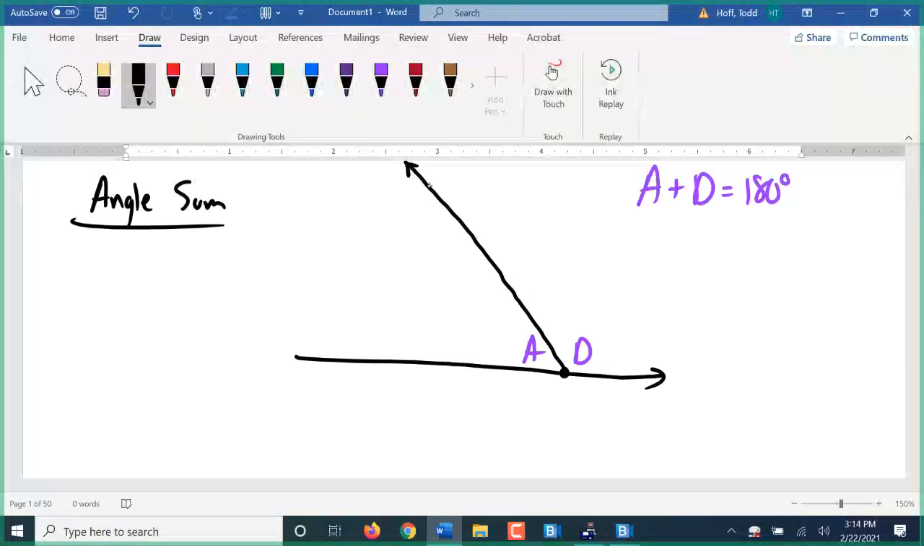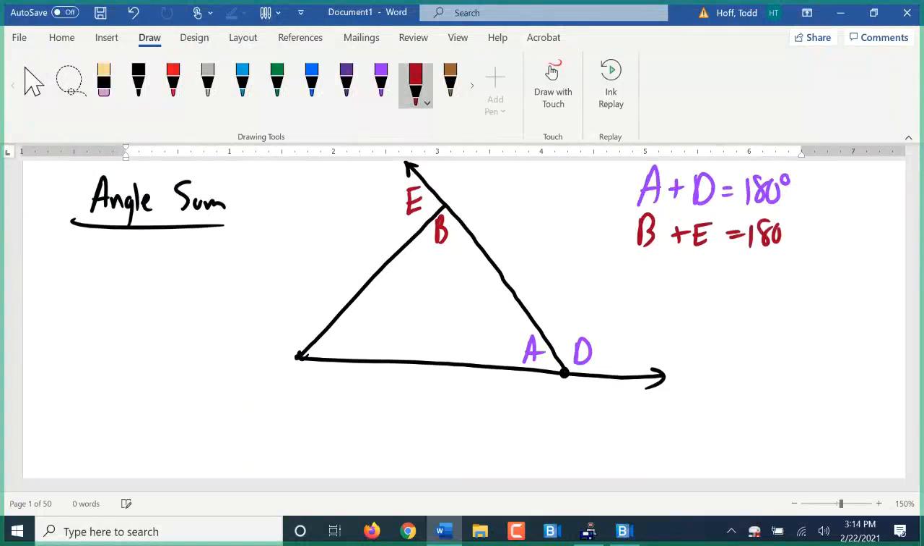I'm going in this new direction and I'm going to stop there and turn again. I'm going to call this angle here B and this E. What do I know about angles B and E? Also add up to 180. Now when I get back to this original corner, I'm going to turn, so I'm going back in the direction I started. We'll call this angle C and F. Of course, angles C and F add up to 180.